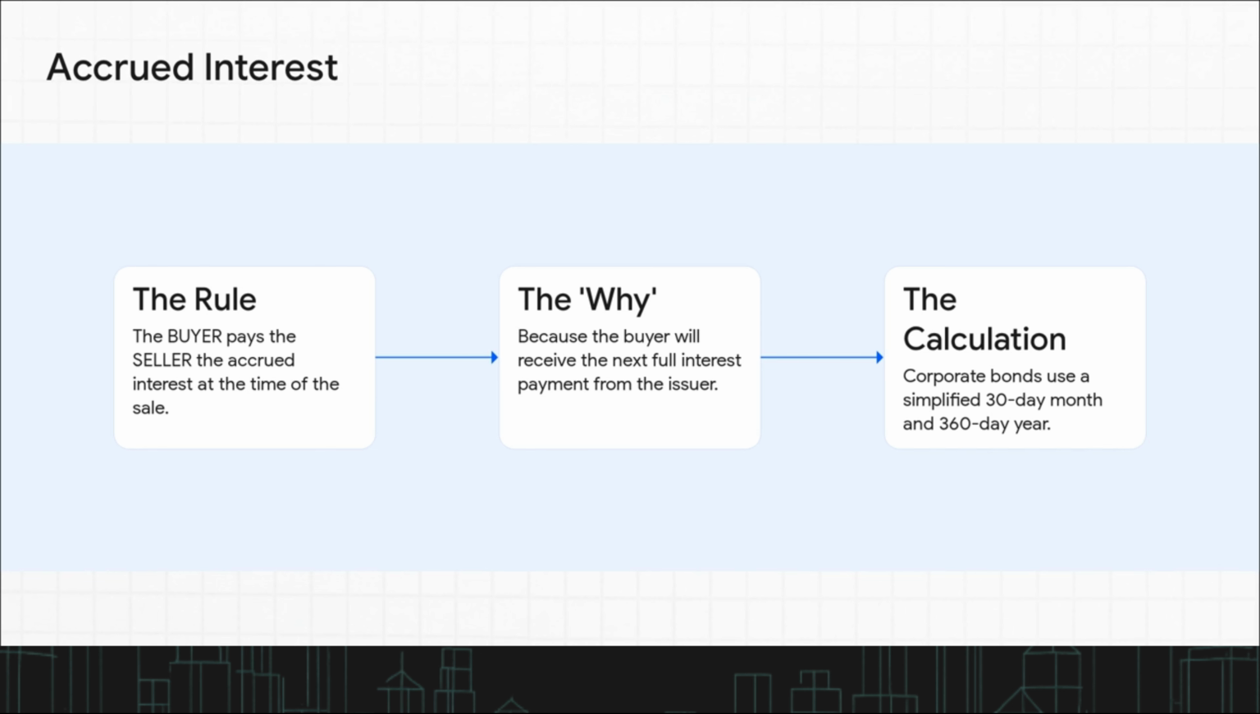Well, think about it. On the next payment date, the new owner, the buyer, is going to get the full check for the entire interest period. So it's only fair that the buyer pays the seller back for the portion of interest that was earned while the seller still owned the bond. For corporate and municipal bonds, the calculation is based on a handy shortcut, a 30-day month and a 360-day year. On the exam, just remember, buyer pays seller, and you'll see this pop up on the buyer's trade confirmation.